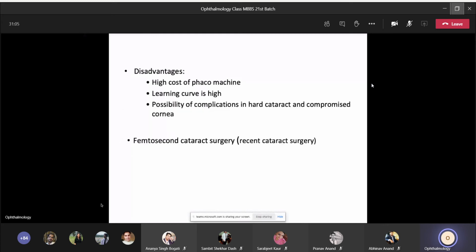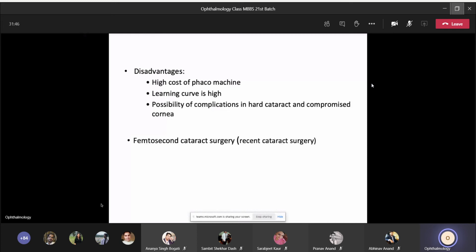But the disadvantage is that, as I said earlier, the cost of the machine is very high, so the surgery costs much for the patient. For small incision surgery, we charge only 5,000 to 6,000. But for phacoemulsification, the charge is very high; it may cost them 25,000. And the learning curve is also very high for the surgeon, because we have to understand the machine, we have to know how it is done, and we have to know about the fluidics, the dynamics of the machine.